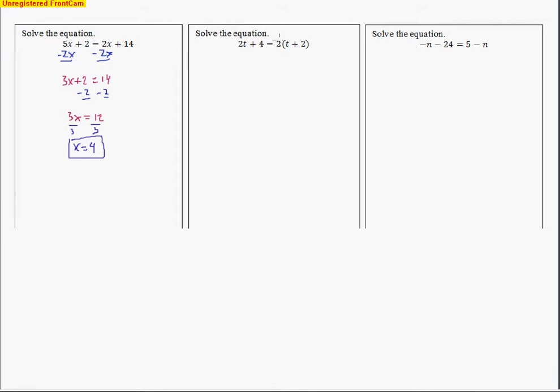Well, look at this next one. I'll distribute first, and I'm left with 2t plus 4 equals 2t plus 4. At this stage, you might be able to see what the answer is just by noting that the two expressions equal one another. But if you did not see that, you can continue on, and it will show you that it's an identity. Where we have two expressions that are exactly the same and equal to each other, we call that an identity. So the way we're going to state the answer is we'll say there are infinitely many solutions.